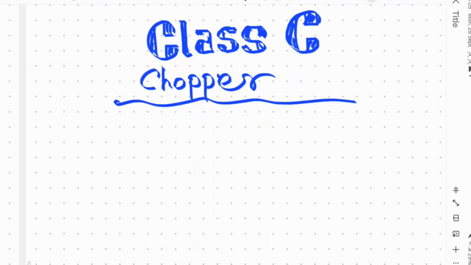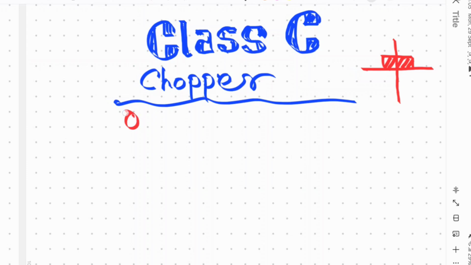Okay, let's understand class C chopper. Class C chopper is a two quadrant chopper, so it operates in both the first quadrant and the second quadrant. In class C chopper, output voltage is always positive and the output current can be positive or negative.